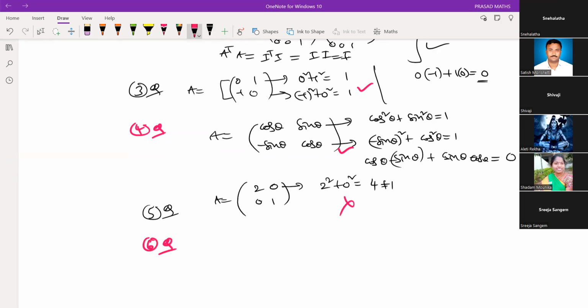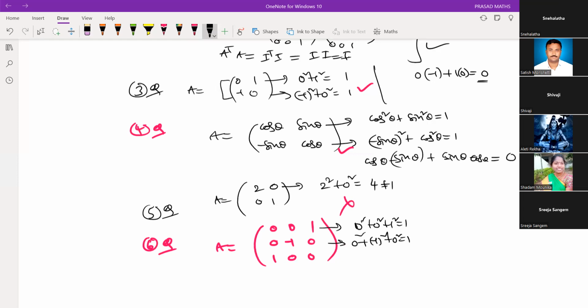Suppose we take A equals 0 1 0, 0 1 0 minus 1, 0 1 0 0. Is it orthogonal? Yes. Look at this row: 0 square plus 0 square plus 1 square is equal to 1. 0 square plus minus 1 whole square plus 0 square is equal to 1. Look at this row: 1 square plus 0 square plus 0 square is equal to 1. So the sum of the squares of each row or column is 1.